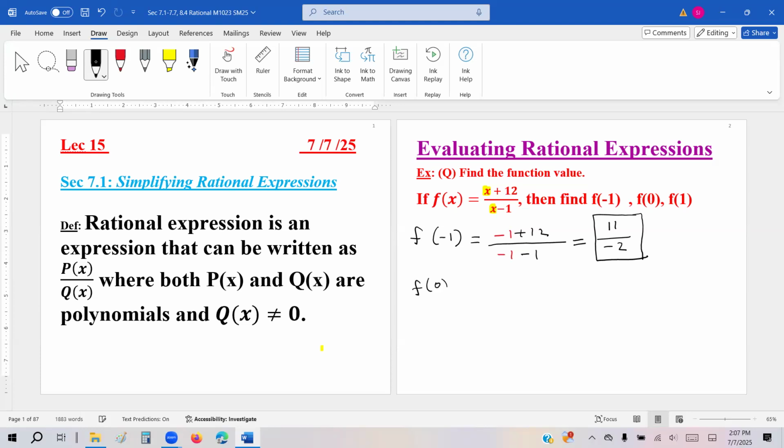The next one is finding f of 0. So you have 0 plus 12 over 0 minus 1. What's 0 plus 12? 12. And 0 minus 1? -1. I cannot leave that alone because you can simplify. So how do you rewrite this? -12. Anytime you have something to simplify or rewrite, you have to do that. And now comes the interesting one. f of 1.